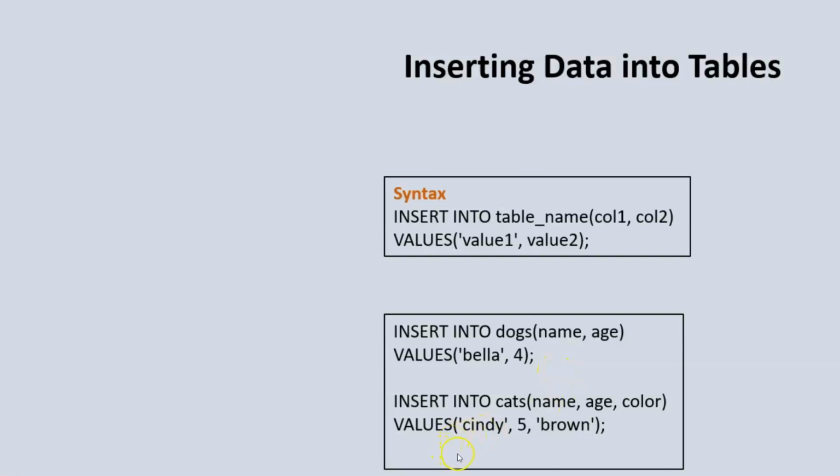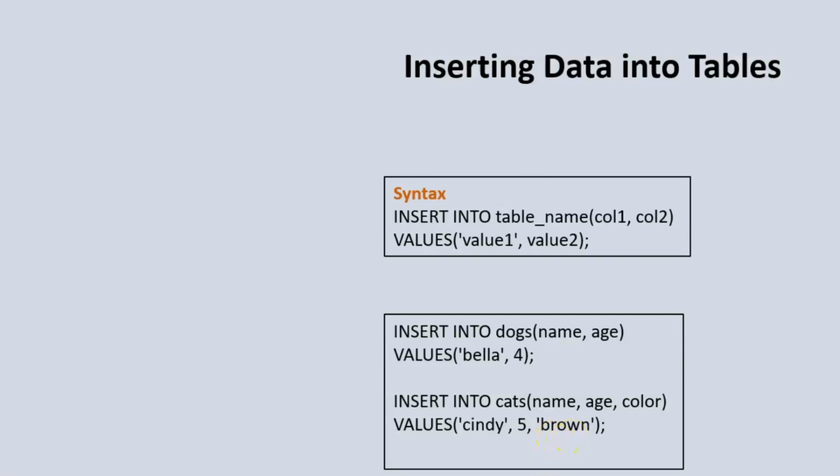To insert records into cats, we have insert into cats. We have the name, the age, and the color, all separated by commas in parentheses. For the values we want to insert, we have Cindy, which is the name. Cindy's age is 5, and Cindy's color is brown.